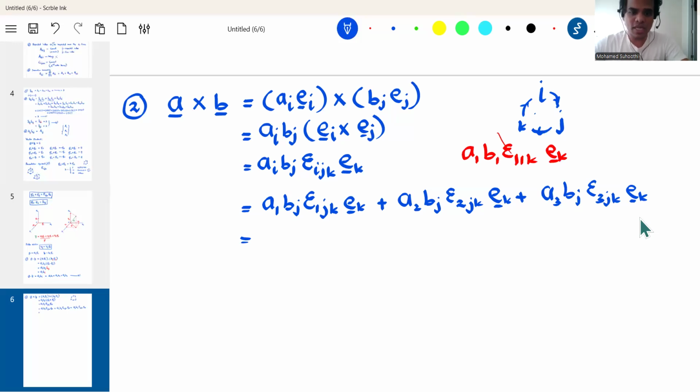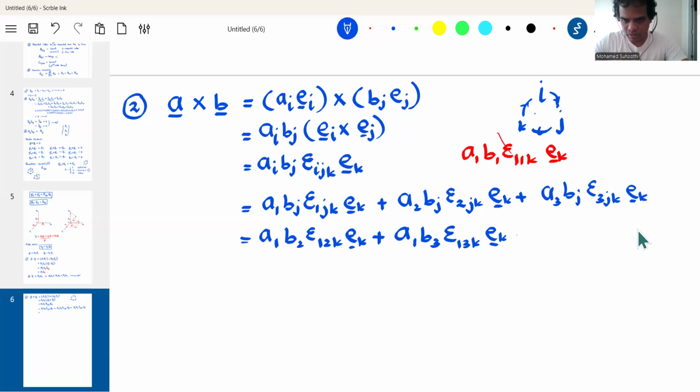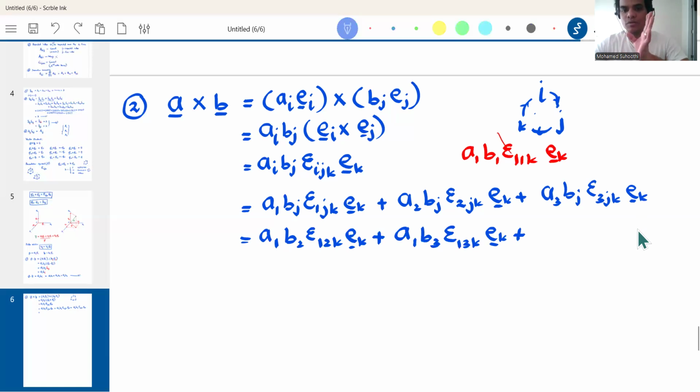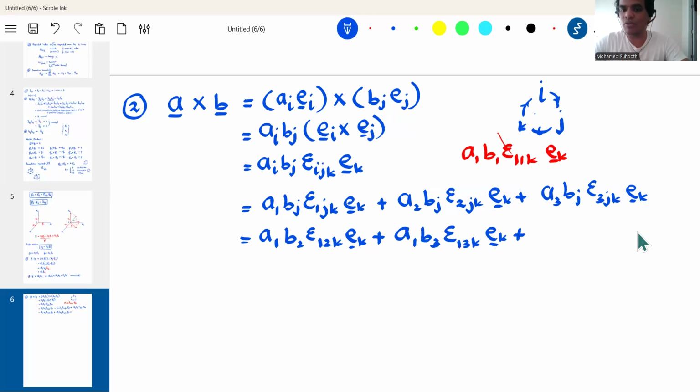Now j equal to 2 I can put. So A1 B2 epsilon_12k e_k. Similarly, j equal to 3 also I can put: A1 B3 epsilon_13k. Now plus, for the second one, when I substitute 1, I get 2 1, so only 2 2 remains, and when I substitute 2, epsilon_22k will be 0, so no need to consider that term.